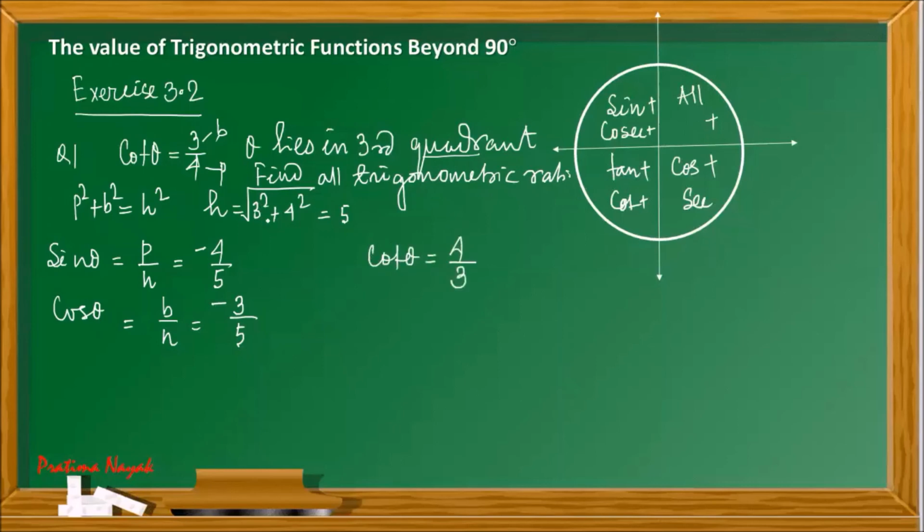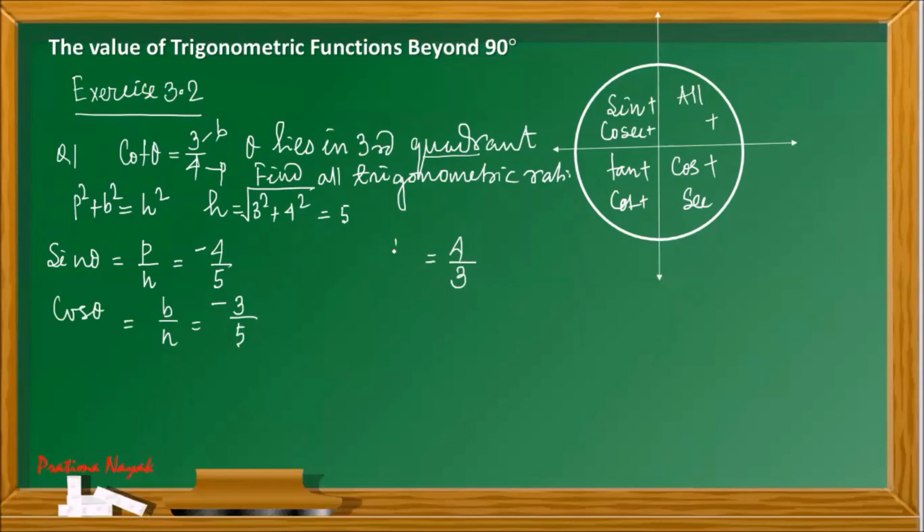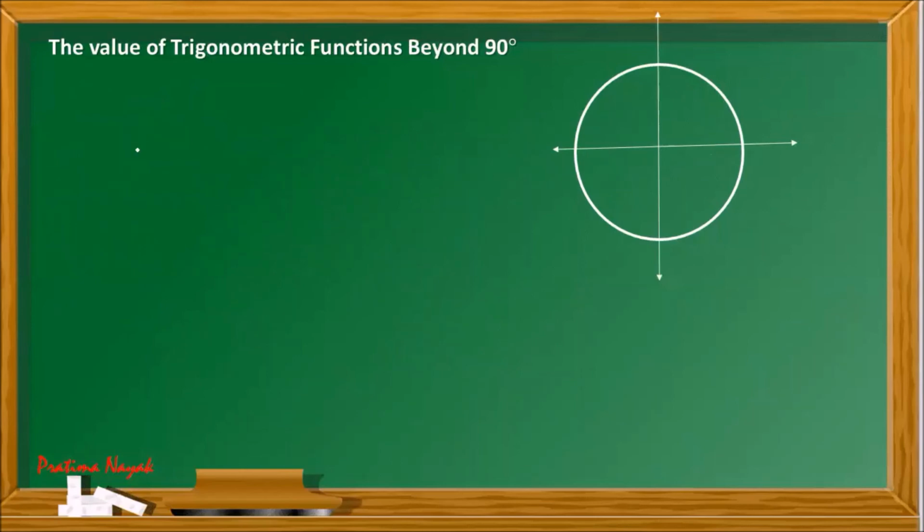Then cot theta is just the reciprocal of this. Cot theta, it's not cot theta, it will be tan theta. Tan theta is equal to 4 by 3. Then your cosec theta is the reciprocal of sin theta, minus 5 by 4. Then your sec theta is equal to minus 5 by 3. So this is your first question. Now it's question number 2.